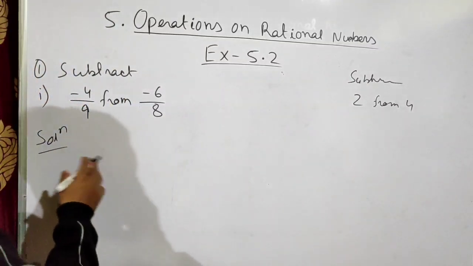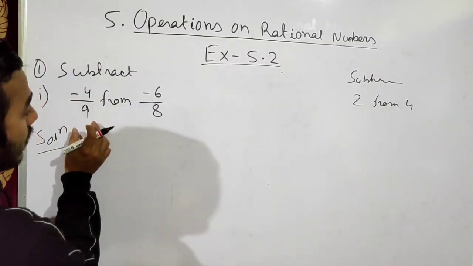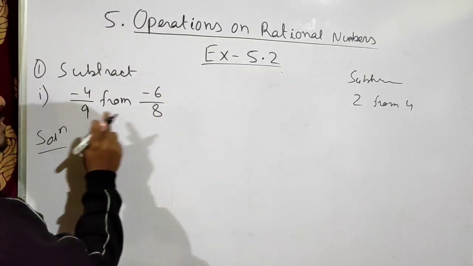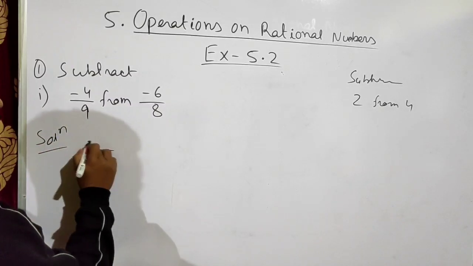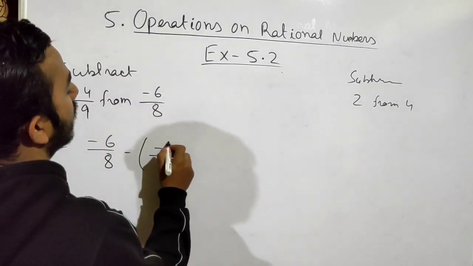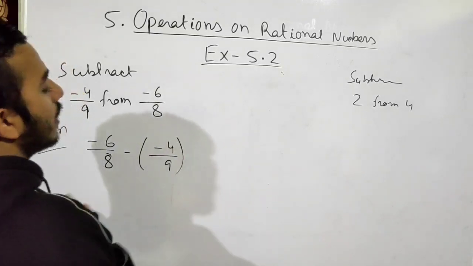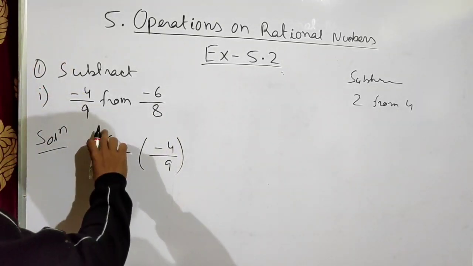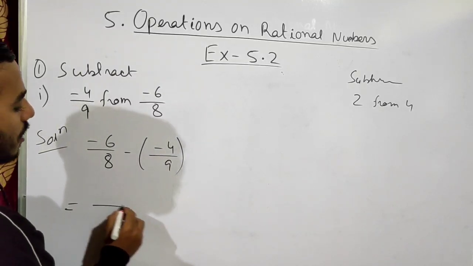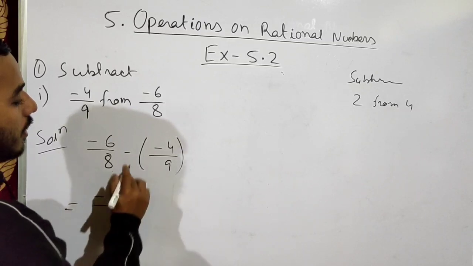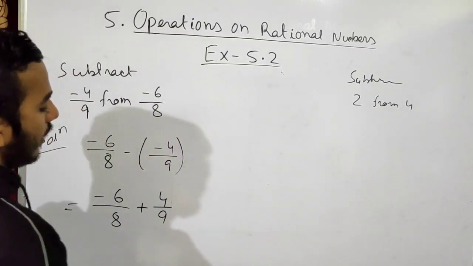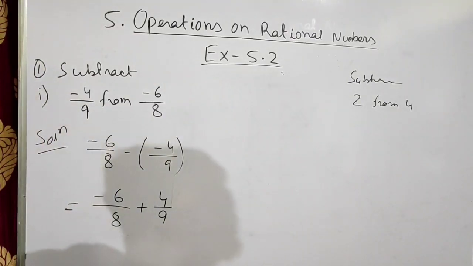So before that, let's write the equation. Let's subtract minus 4 by 9 from this one, that is, from that we have to subtract this. So we'll write like this: minus 6 by 8 minus minus 4 by 9. Clear? From this one we are subtracting this one, isn't it? So look at the board. It will be minus 6 by 8, then minus minus, it will be plus 4 by 9. Now the denominators are different, 8 and 9.